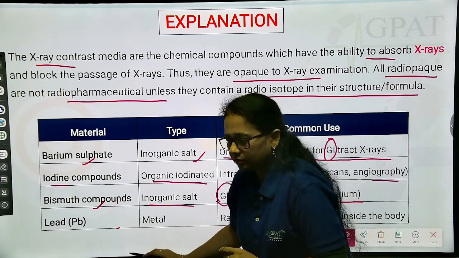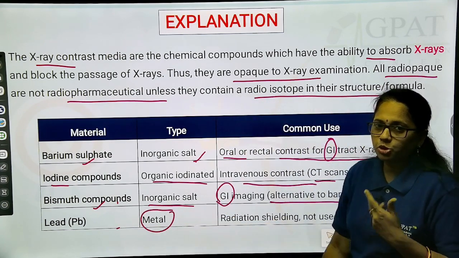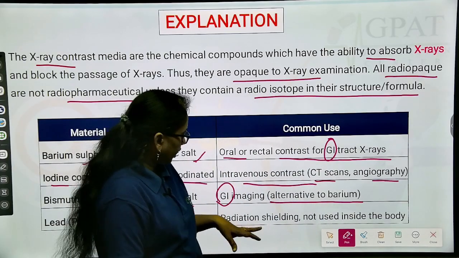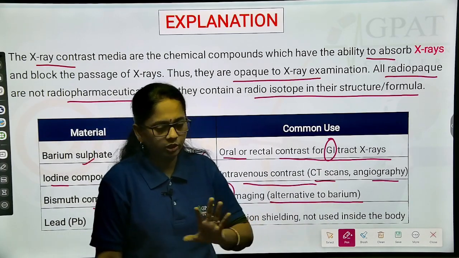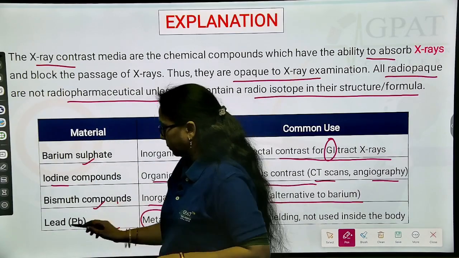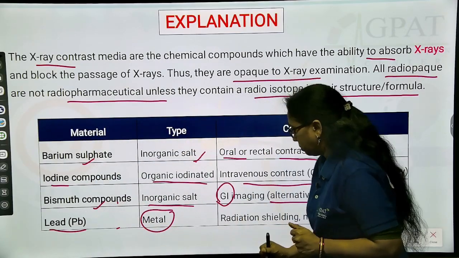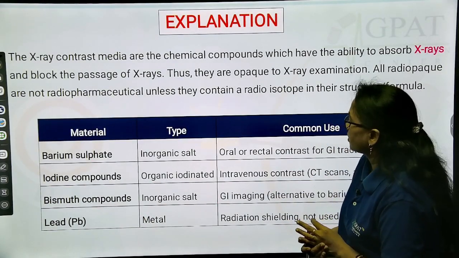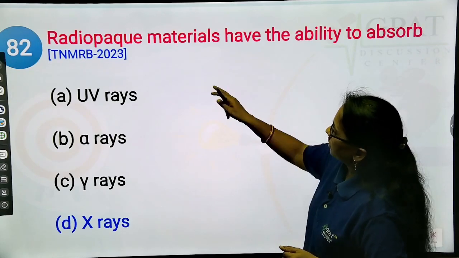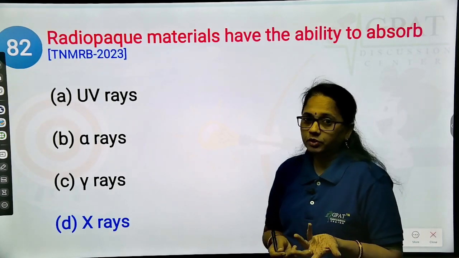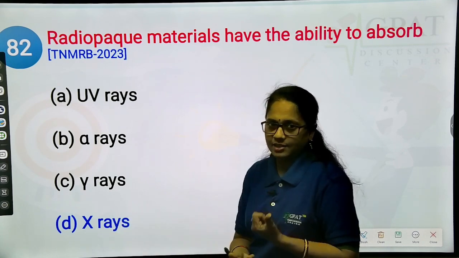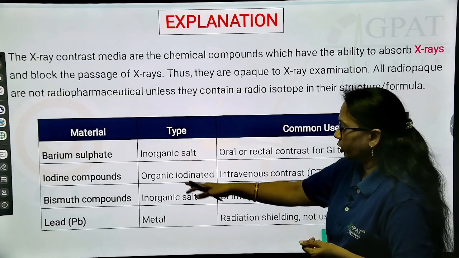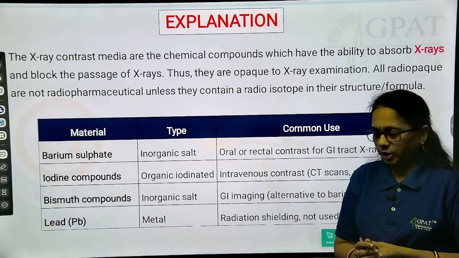And next, lead. In the case of metals, we use lead, but not inside the body. Okay. It is for radiation shielding, inside the body we are not going to use it, only for topical purpose. Okay. So, these are the different radio opaque materials. So, now let us see the question, that is radio opaque materials have the ability to absorb the X-rays. These substances we also use for different diagnostic purposes.